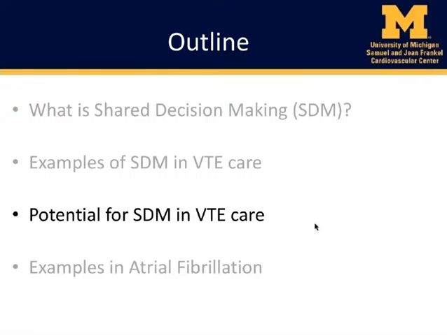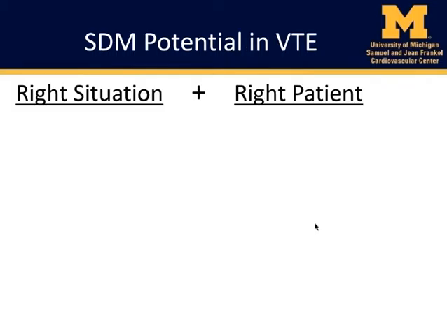So we did that big search, and we only came up with 2 decision aids that have been published and studied. So where are some other situations that we could potentially use this? Well, the key is that you have to have the right clinical situation, and you have to have the right patient. What do I mean by that?